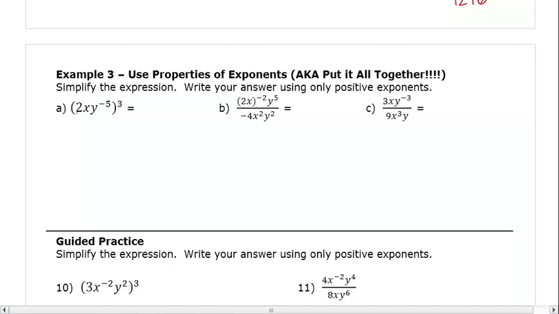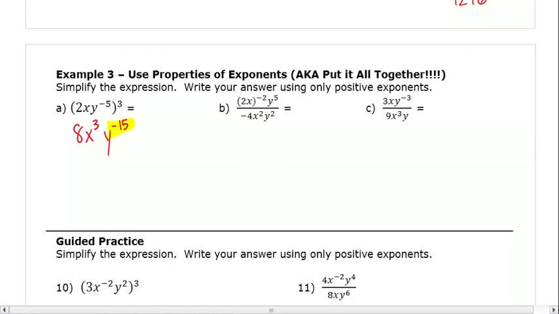Remember that cubed applies to every single thing on the inside. If you need to write out the steps, write out the steps, but I think some of us can jump right there now. So 2 cubed is 8. X cubed, we just write x cubed. And then y, it's going to be negative 5 times 3, so y to the negative 15th power.